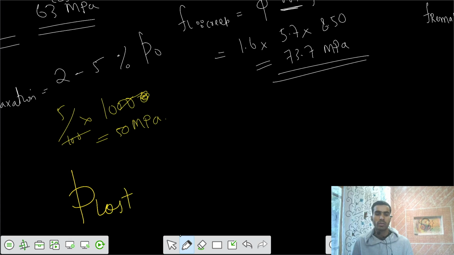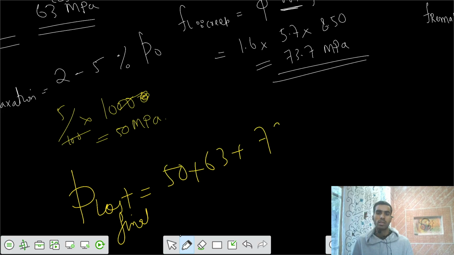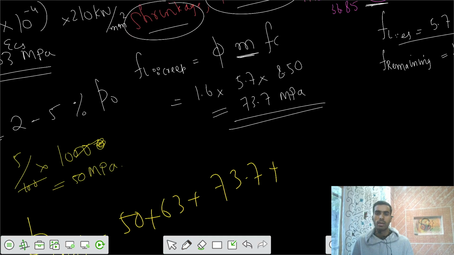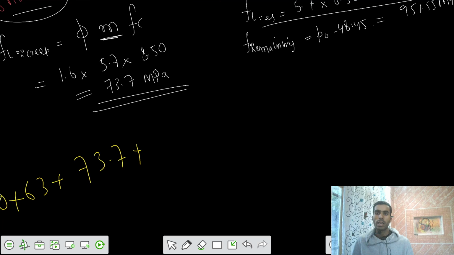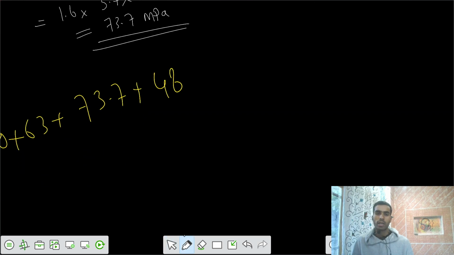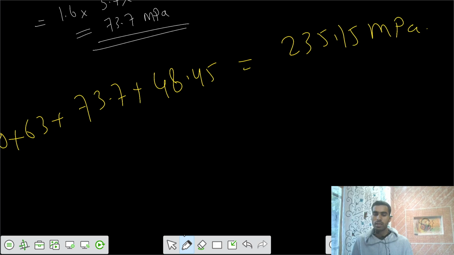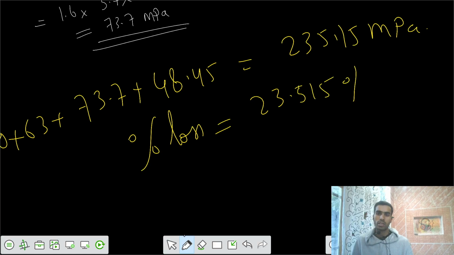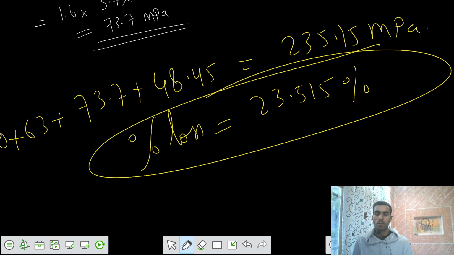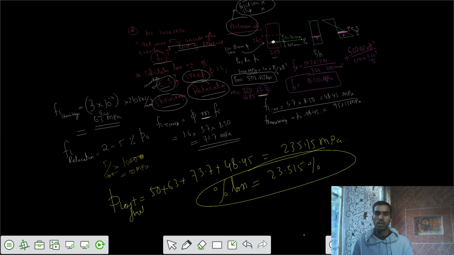What is the total loss of stress? Final value. That is the sum of all those. So 50 plus 63 plus 73.7 plus one more value, 48.45. The sum of all those comes to be 235.15 megapascals. And if I say what is the total percentage of loss? That is 23.515 percentage. This is the total percentage of loss that we have in this case.